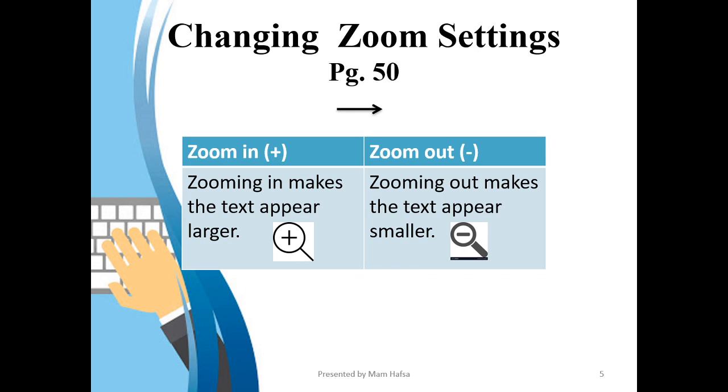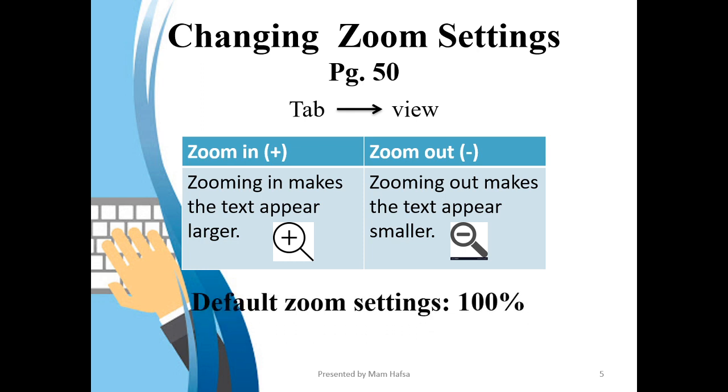For access to zoom settings, you have to click on View tab. Another important thing is that default zoom setting is 100%. This means that whenever you open a document, the zoom settings will be at 100%.